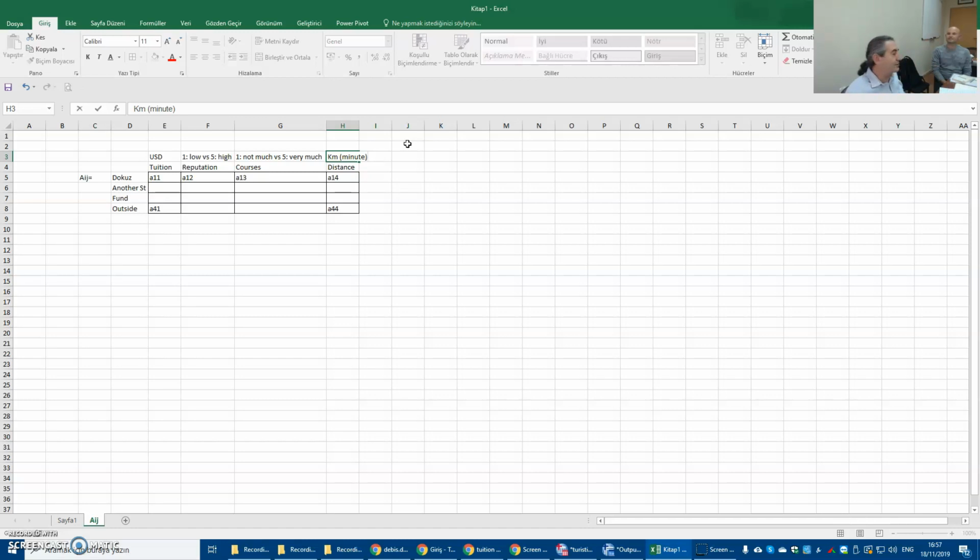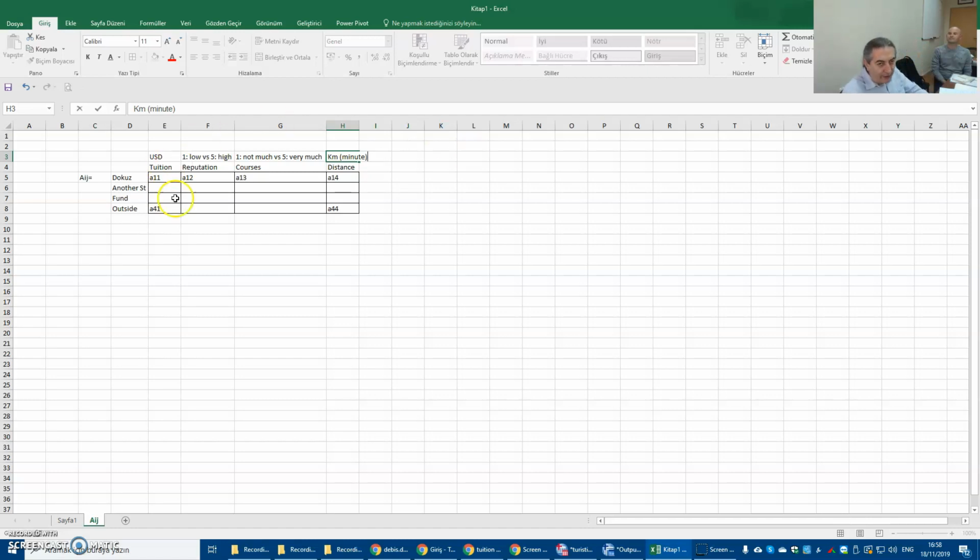This is your criteria, this is your alternatives, and this is your measurement units. Via kilometer or via minute, okay? In terms of US dollars or in terms of Turkish lira, okay? According to preferences or declaration by the universities, okay? We accept only US dollars, we accept only Turkish lira, okay? And reputation and courses, again, arranged according to your preferences. 1 is low, 5 is high, okay? It can be vice versa, based on your rearrangement, okay?